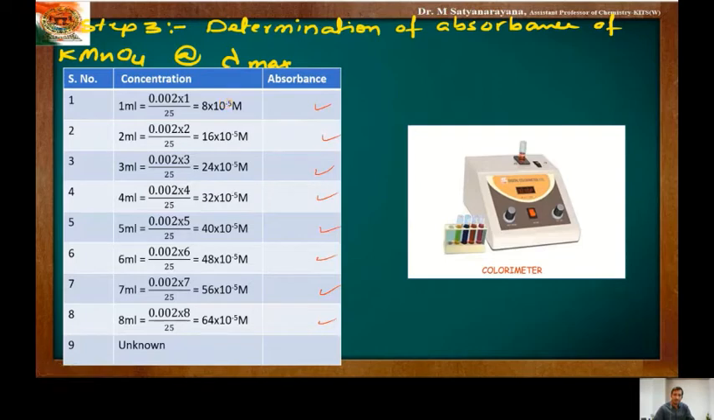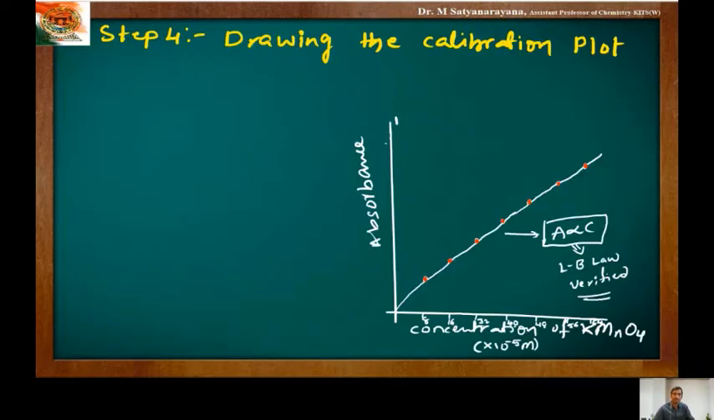we'll draw a graph that is called a calibration plot. What does a calibration plot mean? On the x-axis we'll take the concentration of KMnO4, on the y-axis we'll take the absorbance values of each solution, and we'll make the points of each absorbance for each concentration.